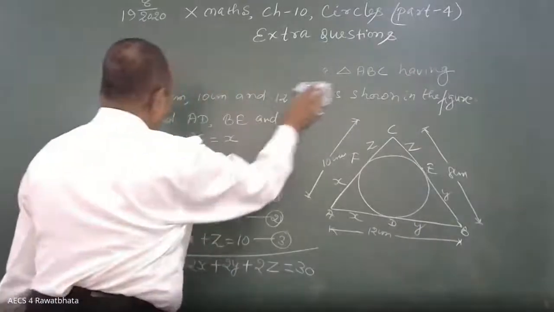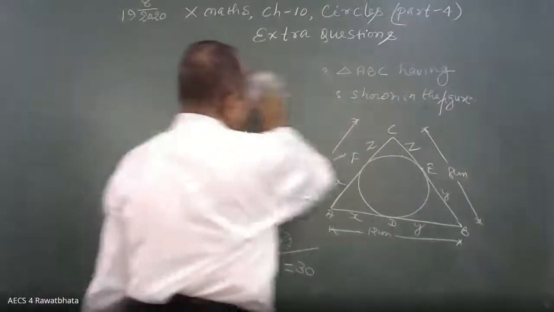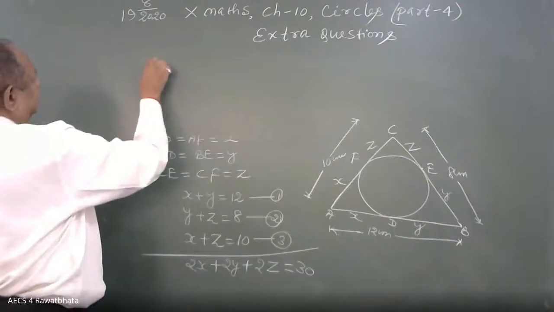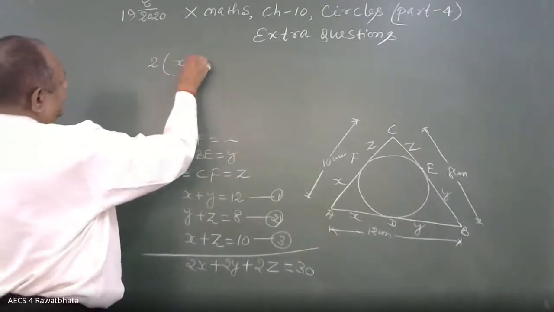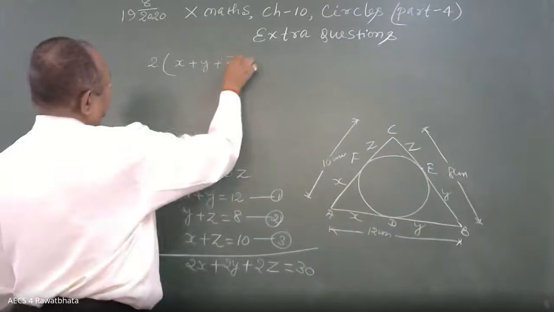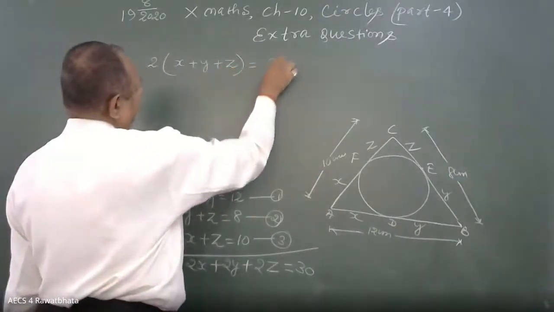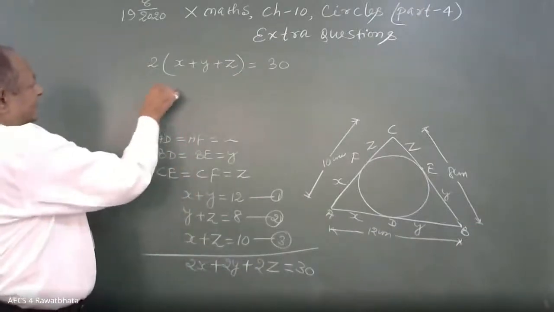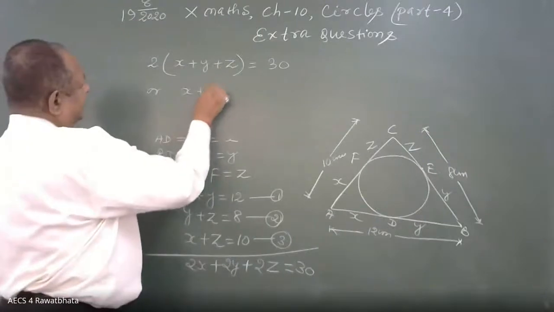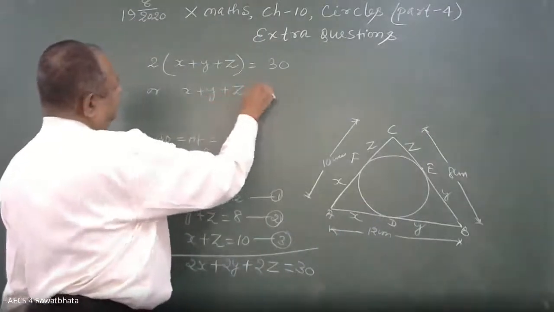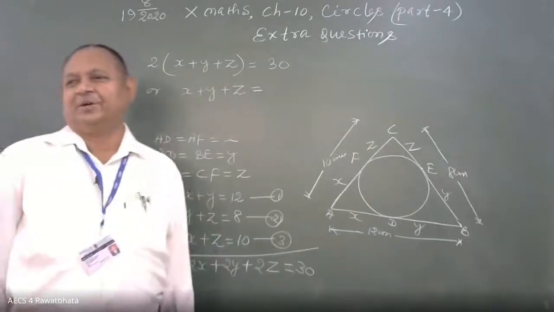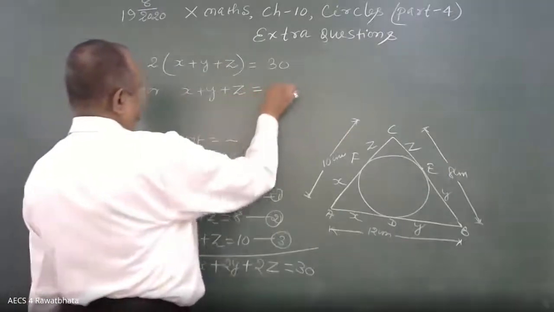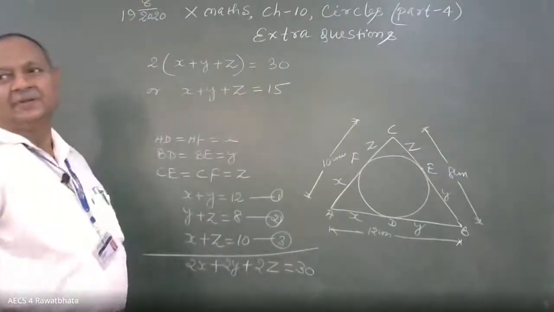Now this can be written as 2 is common, so x plus y plus z is equal to 30, or x plus y plus z is equal to how much? 30 divided by 2, that is 15, right?